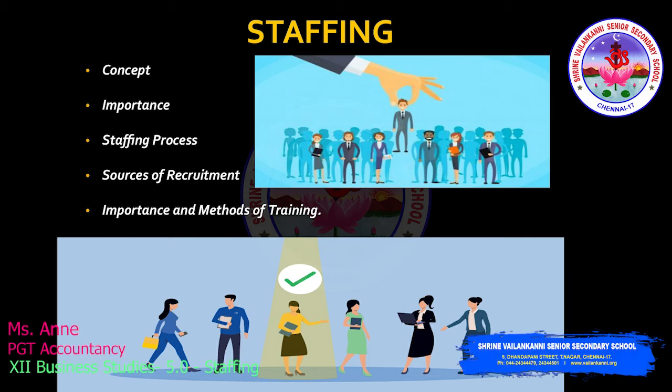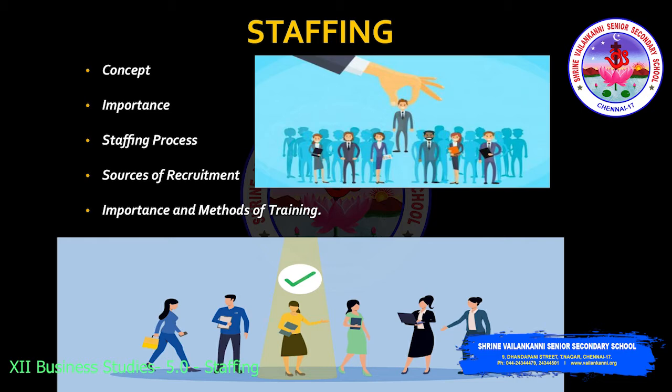This session we are going to discuss a new chapter called staffing. You all know what the functions of management are. We have planning, organizing, staffing, directing and controlling. These functions are to be aligned in a particular line. That is, you cannot have staffing first. You should only have planning first. So planning, the second step is organizing, the third step is staffing. So staffing is the third step, it is after organizing.